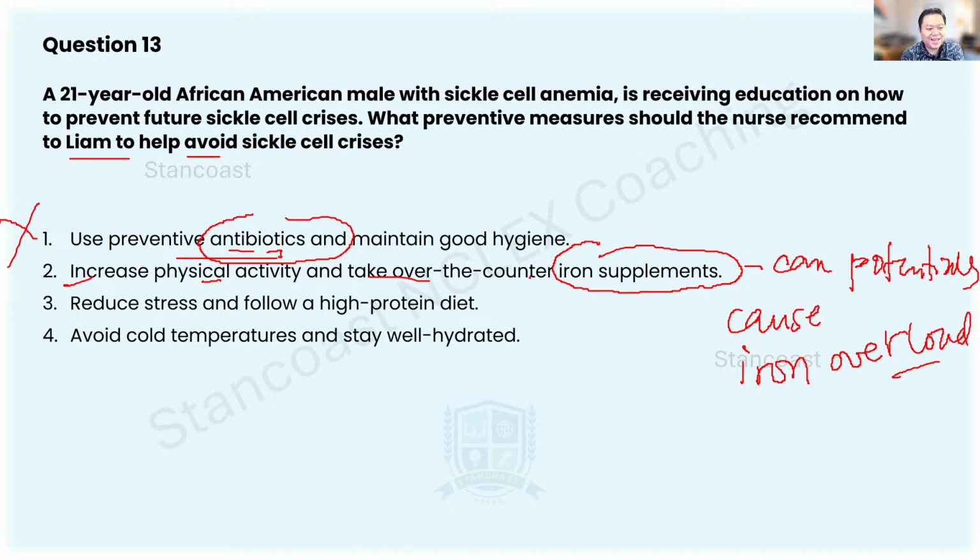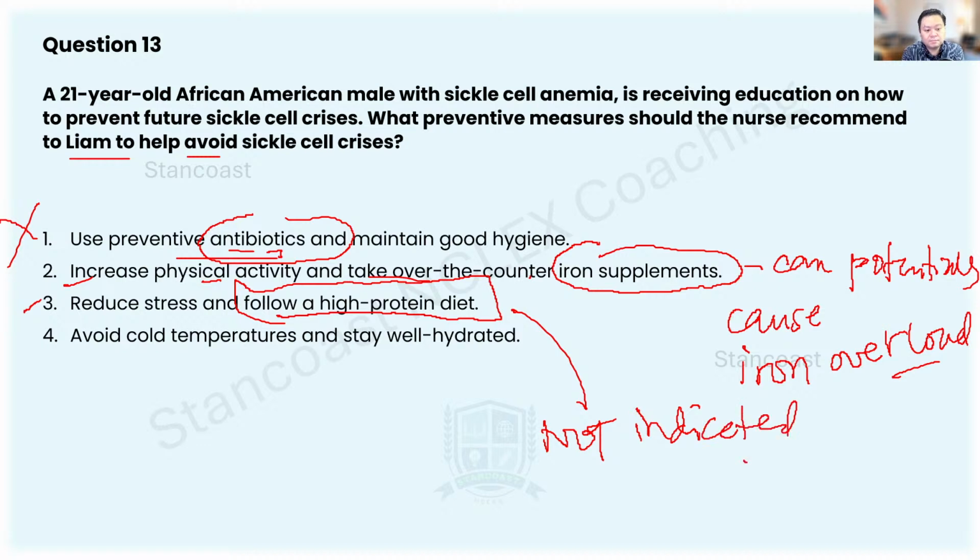Okay, let's answer, let's have 3. Reduce stress and follow a high-protein diet. Reduce stress, yeah, we know that this is very beneficial, but a high-protein diet is not specifically required to prevent sickle cell crisis. Okay? Not indicated. It's not going to really prevent any sickle cell crisis.